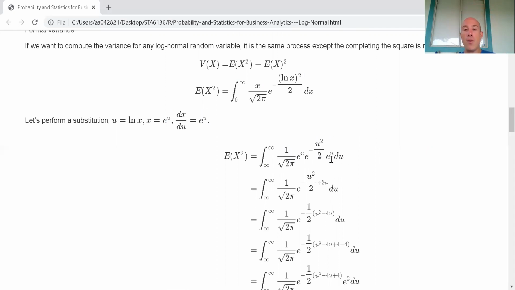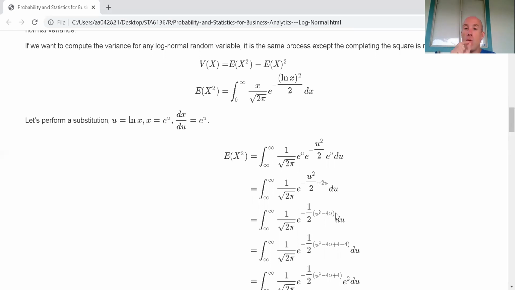Now I see I have e and a bunch of exponentials. I'm going to bring that together all into one big exponential. So now I've got negative u squared divided by 2, plus 2u. On this step, I'm going to do exactly the same thing I did before. It's just a slightly different problem. I'm going to factor out the negative 1/2, and that gives me a parenthesis of u squared minus 4u.